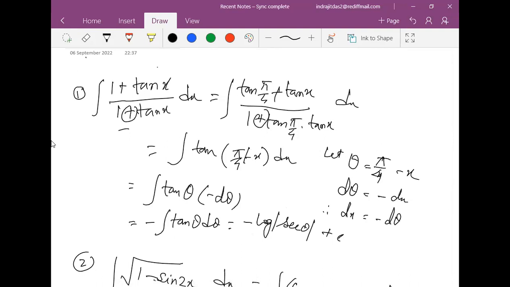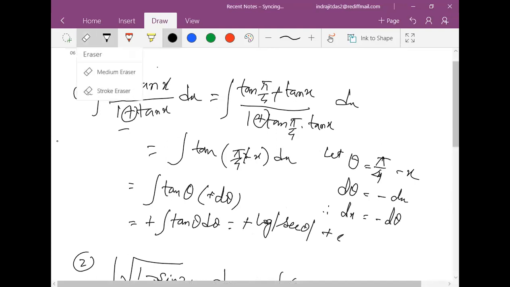So everything will become plus. So the answer will become, no minus sign comes, and the answer will be like this: 1 plus tan x by 1 minus tan x. The previous question which I have done, it can be done in this way.